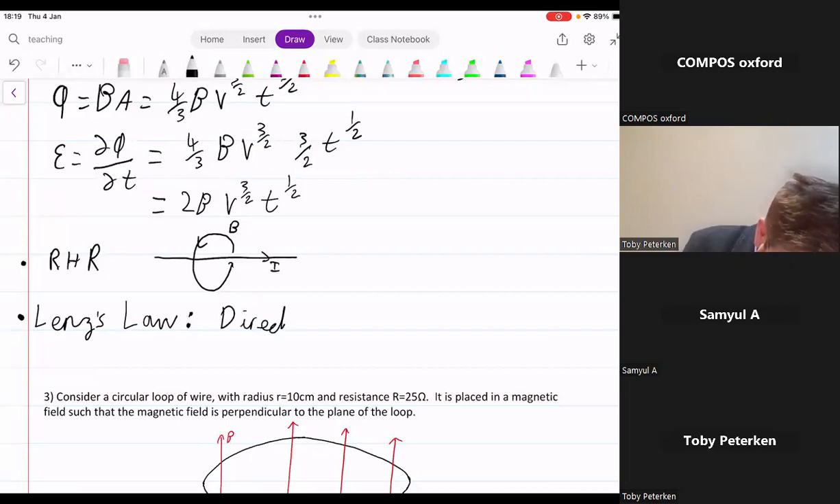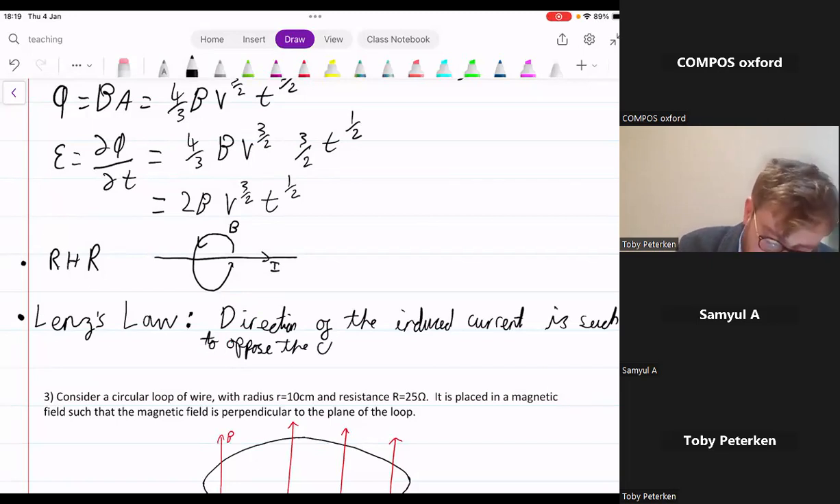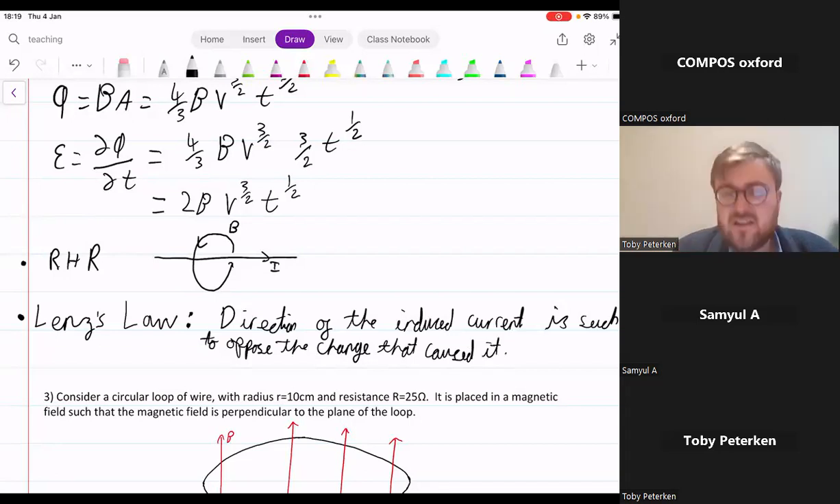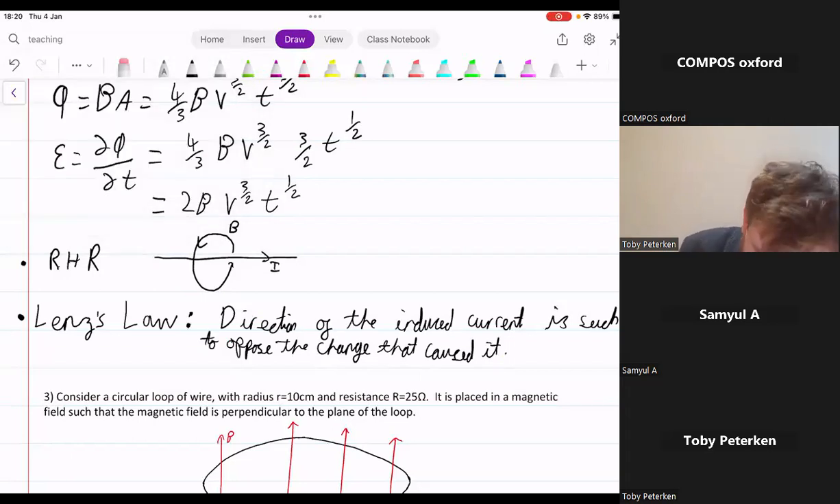The direction of the induced current is such as to oppose the change that caused it. Okay. Now that's maybe a bit of a mouthful, maybe not obvious what that sentence means.